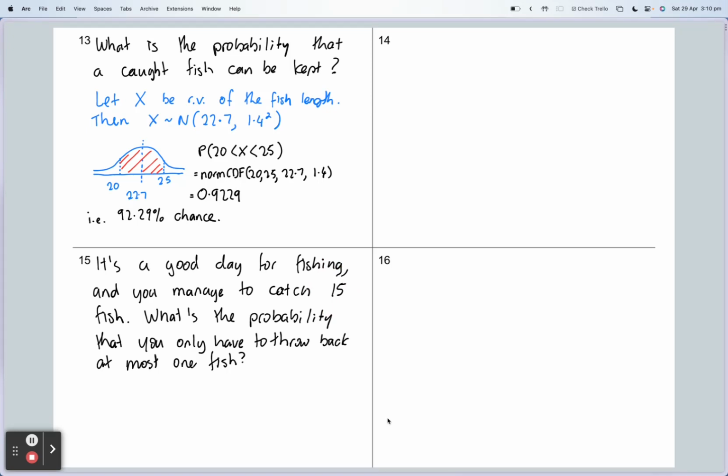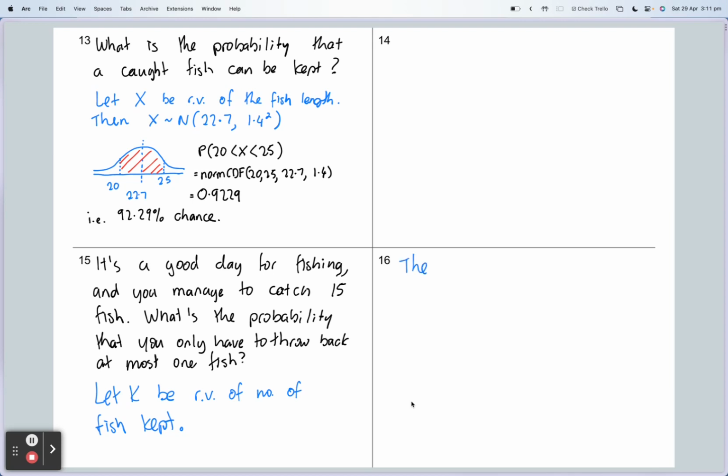And that is what we're going to do. So I'm going to use K for keep, and I'm going to say let K be the random variable that represents the number of fish kept. Or the number of fish that can be kept, maybe.